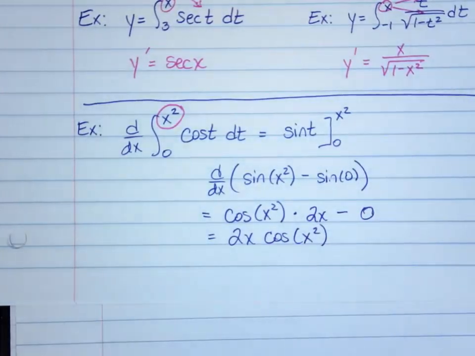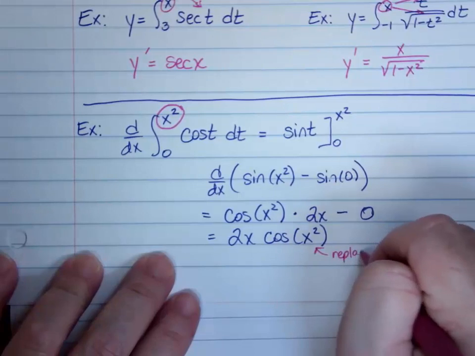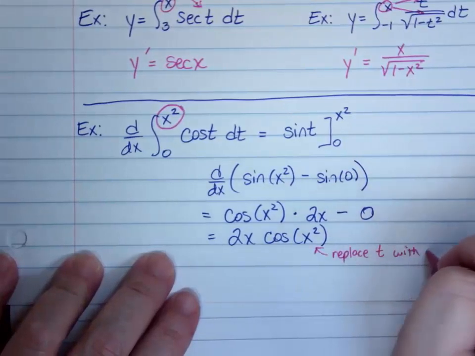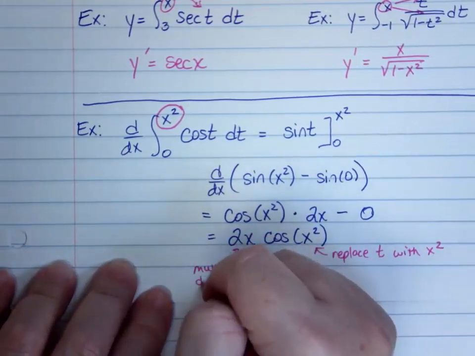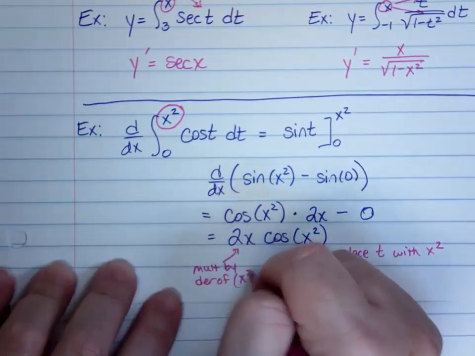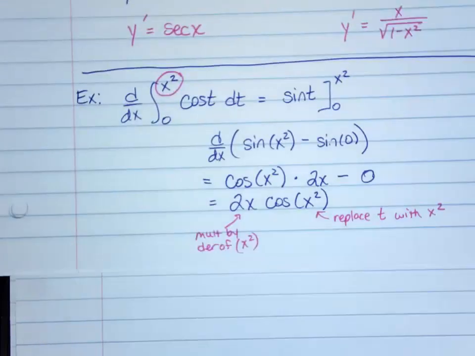So basically, you put the x squared where t is, then take the derivative of the x squared. Exactly. And I was just about to write that down. You were right. You replace t with x squared and you multiply by the derivative of x squared, the derivative of the inner. Do you see what I wrote down? So we replace the t with the x squared, that's given, but we also multiply by the derivative of that x squared.